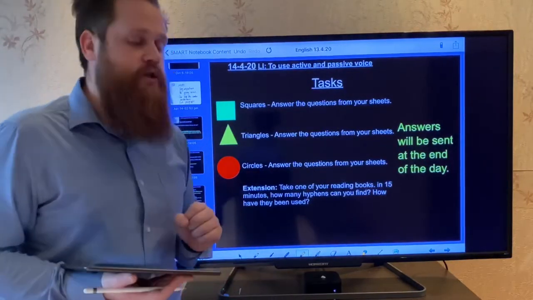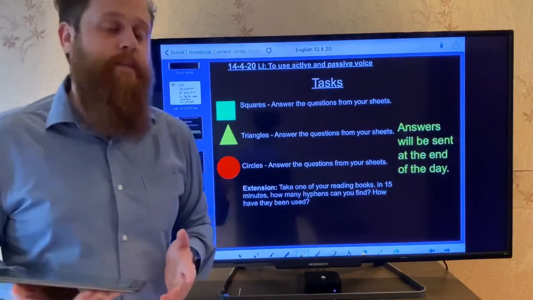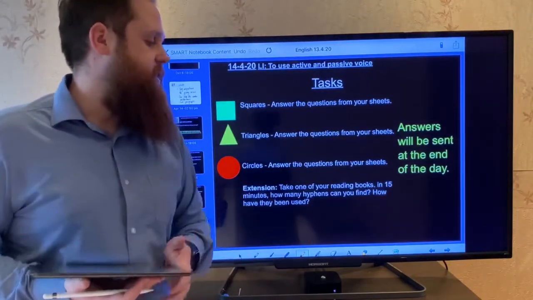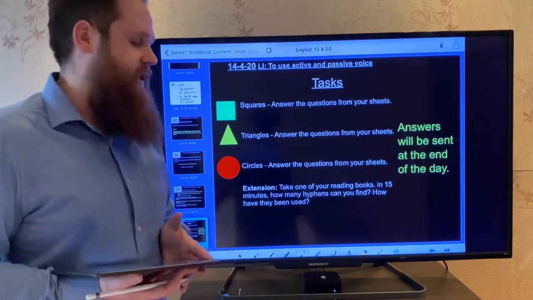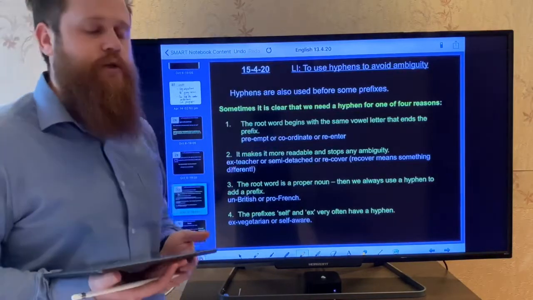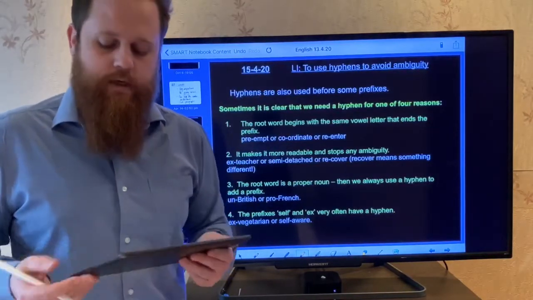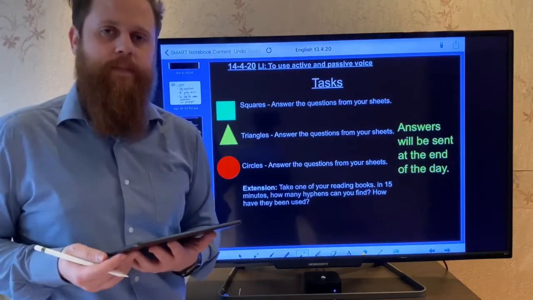And again, your extension, if you finish and you want a little challenge, is take one of your reading books. In 15 minutes, how many hyphens can you find in your reading book? Again, how have they been used? Which one of these four reasons has it been used for? Okay, so year 6, that is your task, and I look forward to speaking to you very, very shortly.